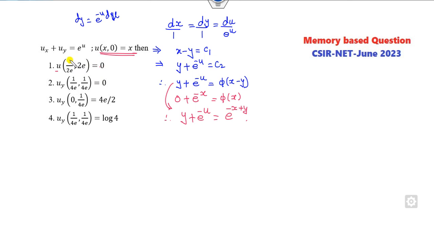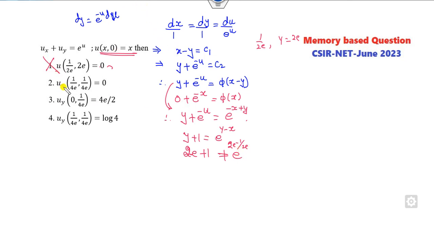When x is equal to 1 by 2e, y is equal to 2e, this value will not be equivalent to y. So y will not be 0, or you can say u will be 0. If u is 0, then e raised to power 0 is 1, and you will get this. If the first is true, but you can see 2e plus 1 is not equal to 2e minus 1 over 2e. So the first option is cancelled.